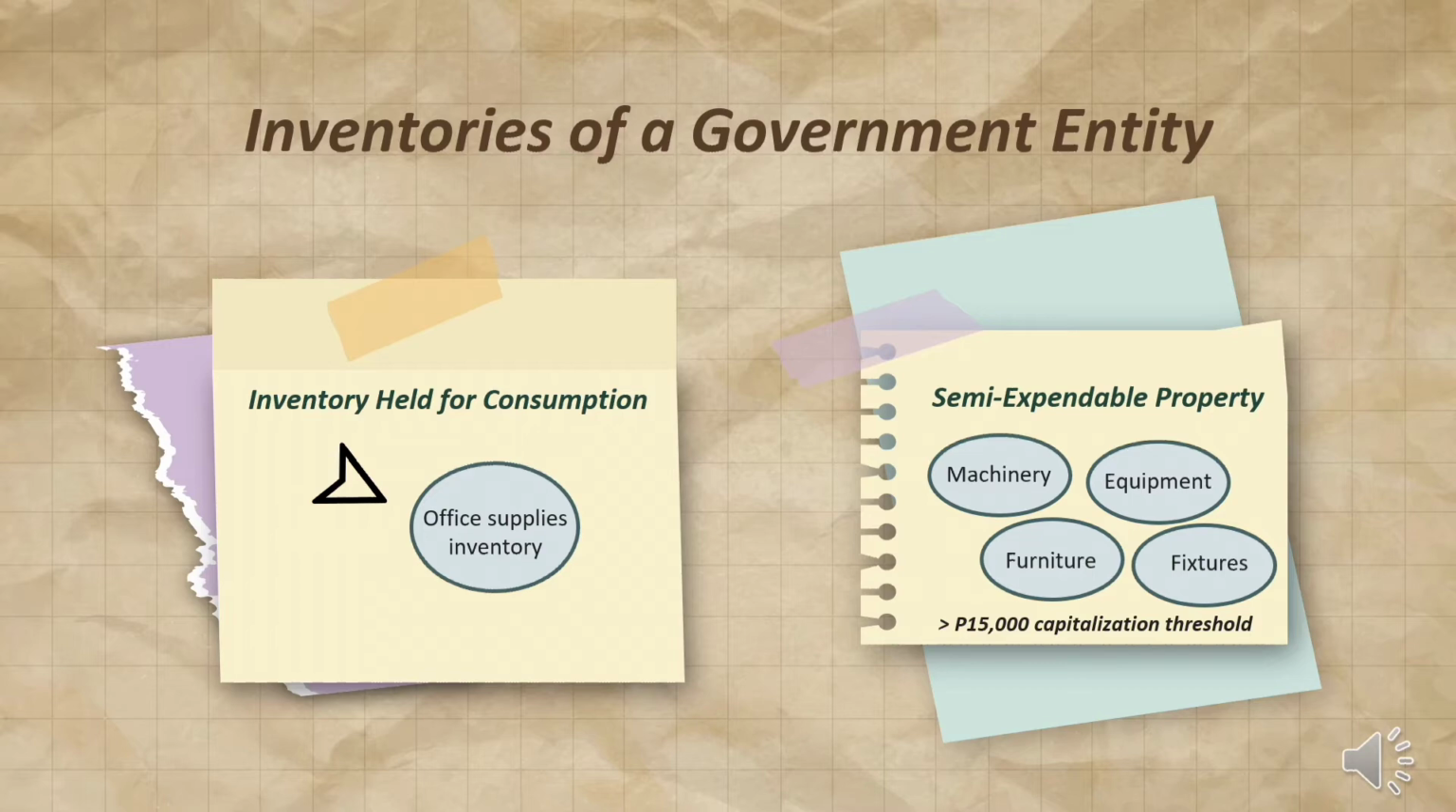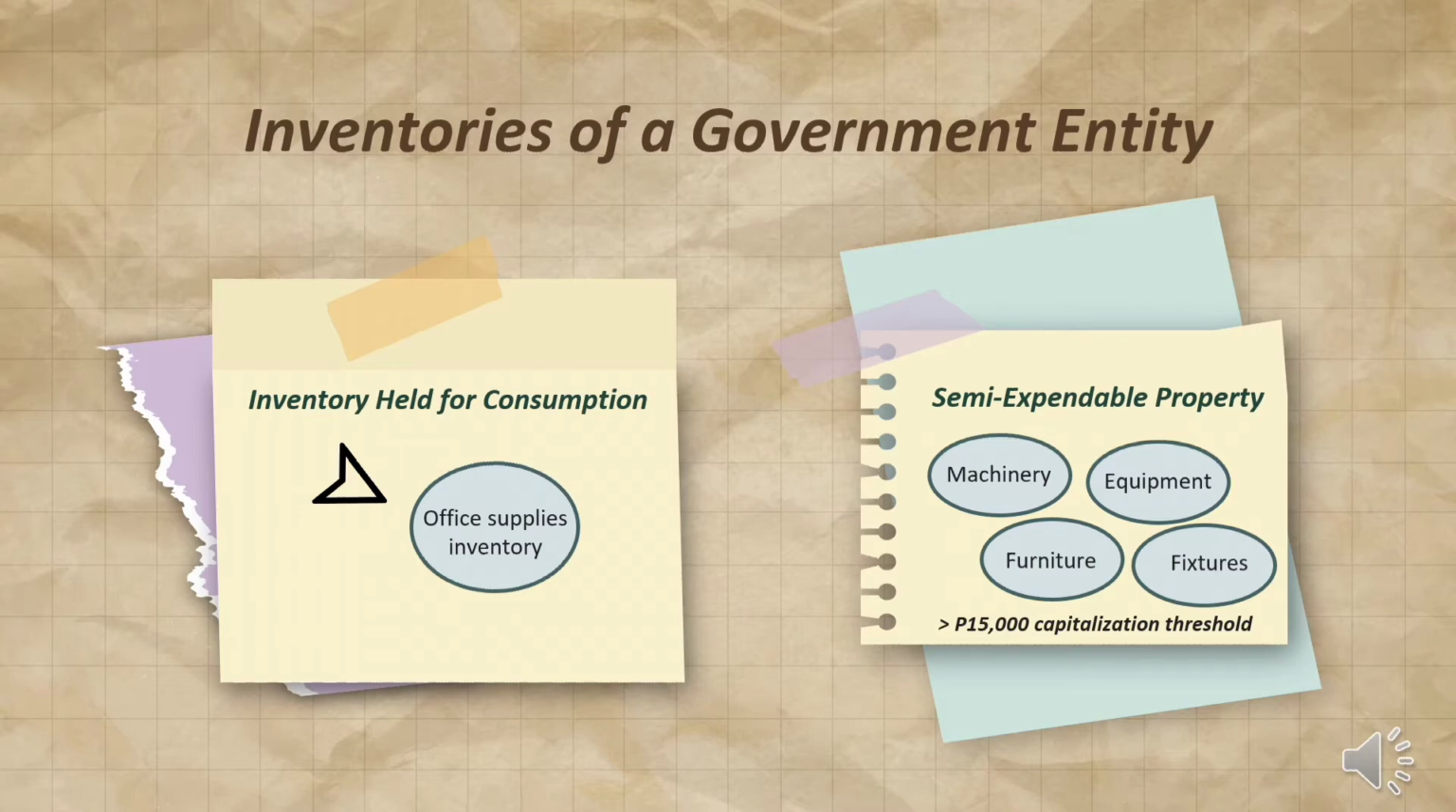And lastly, you have the semi-expendable property. It consists of machinery, equipment, furniture, and fixtures, and similar items that are not capitalized as PPE because their costs are below the 15,000 pesos capitalization threshold for PPE. An example of this in an office is the printer, di ba? A printer does not cost more than 15,000. It more likely ranges from 5,000 up to 10,000.